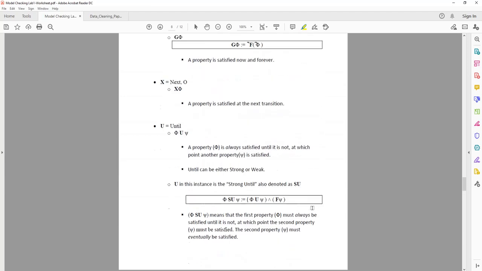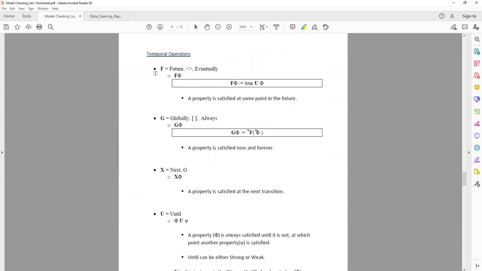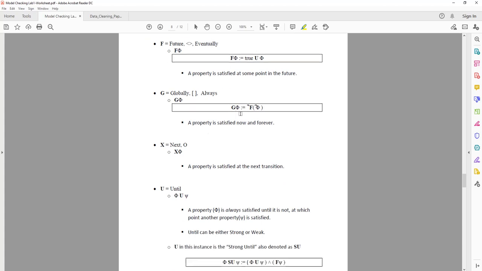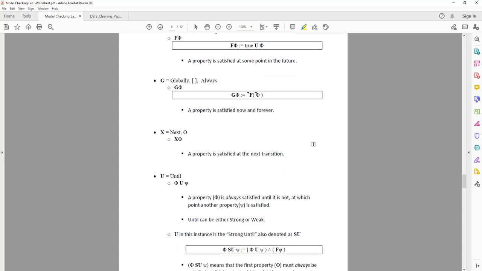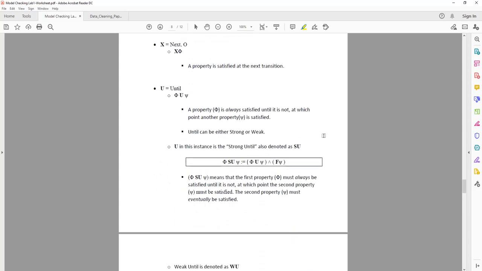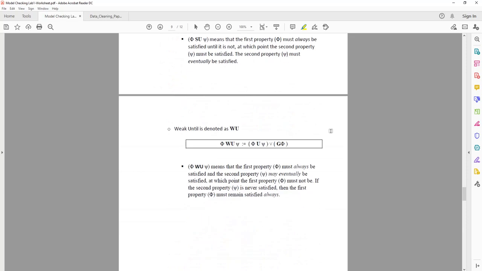So that is our F, G, X, and U. So you've got eventually: true, it's going to be satisfied at some point in the future. Always: true, it is satisfied now and forever. Next: the property is satisfied at our next transition point. And we've got our until. We've got our strong until: satisfied until it finds our second property, and it must always find the second property. Or weak until: satisfied until it finds the second property, or you never find the second property, and the first one is always true. They are our LTL properties.